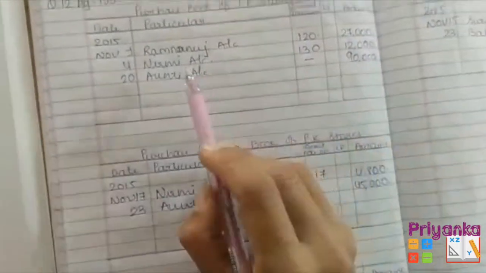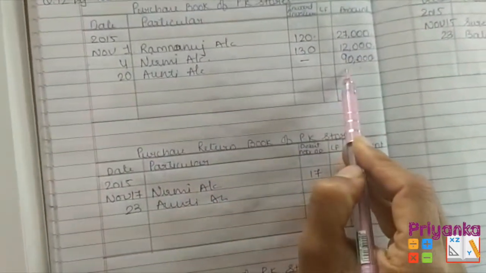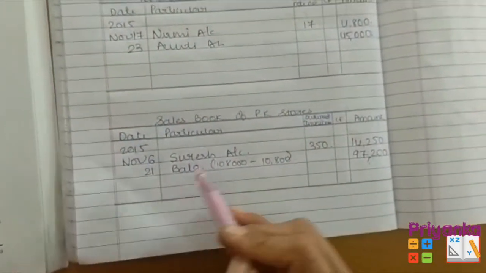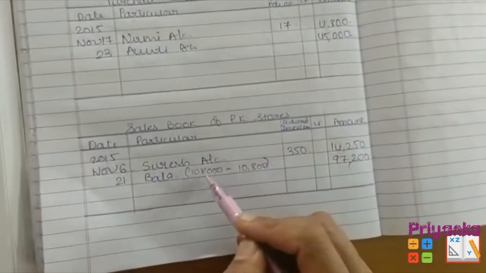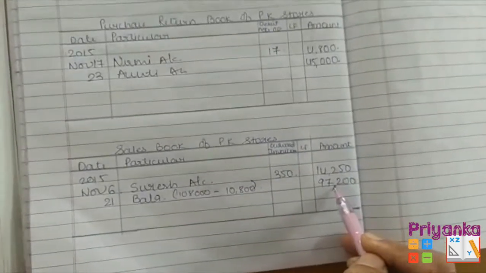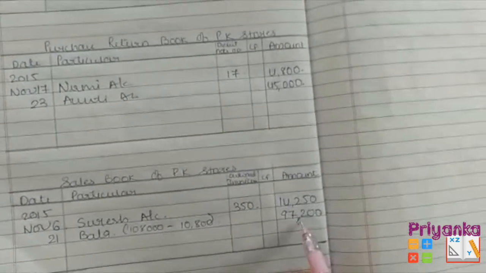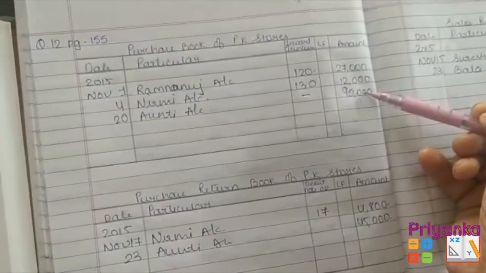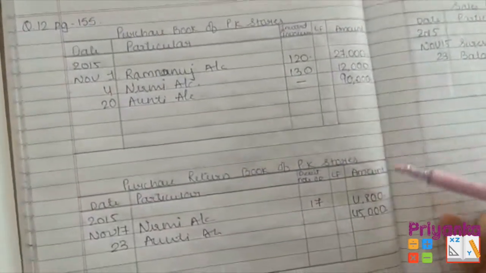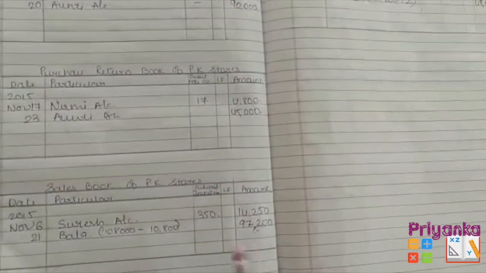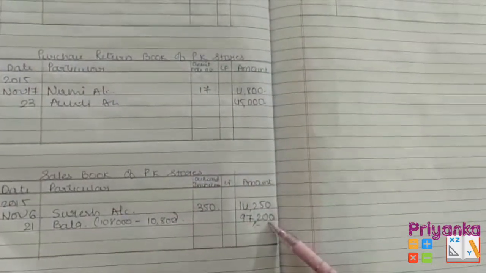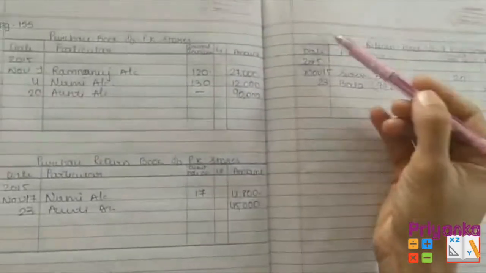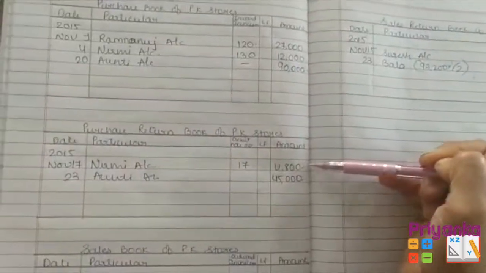Now look in this. On 20 आंटी से हमने 90,000 का परचेज किया था. फिर 21st को हमने बाला को थोड़ा प्रॉफिट ऐड करके 97,200 में उसको बेच दिया था. अब बाला ने इसका आधा रिटर्न किया, तो 97,200 का आधा होता है 48,600. And this obviously same, हमने जितना आंटी से खरीदा था हम भी वही हाफ आंटी को रिटर्न कर देंगे. So no need to get confused and no need to do any calculation. Just look at the book. हमने जितने में बेचा था हम उसी का हाफ रिटर्न में कर देंगे, जितने का खरीदा था उसी का हाफ हम रिटर्न कर देंगे.